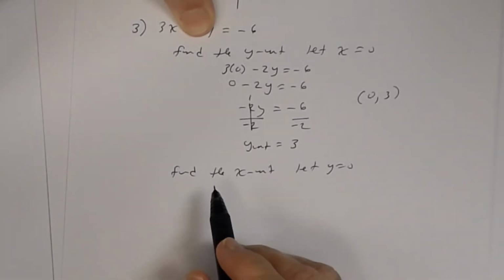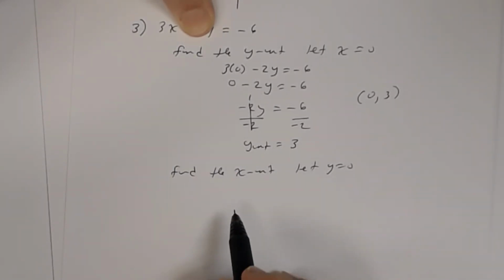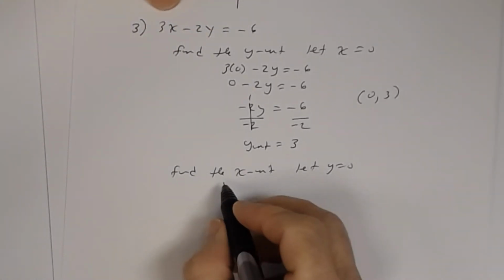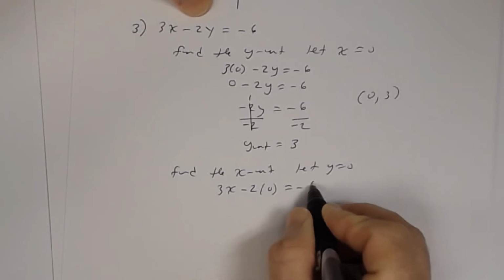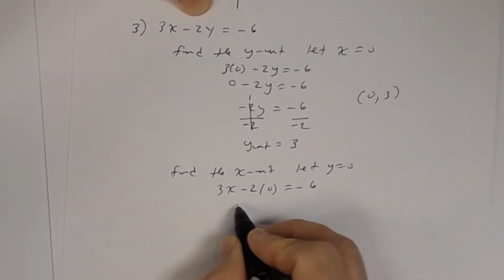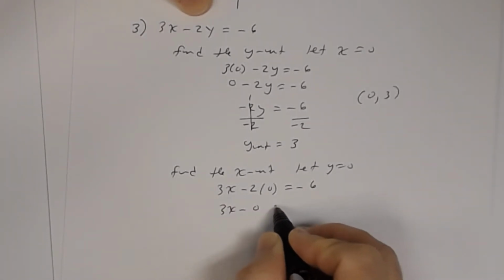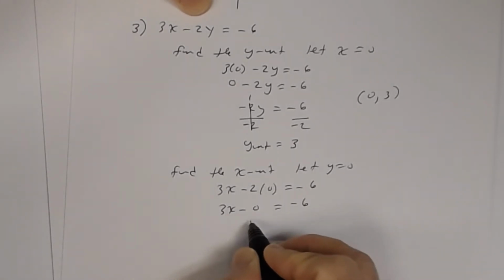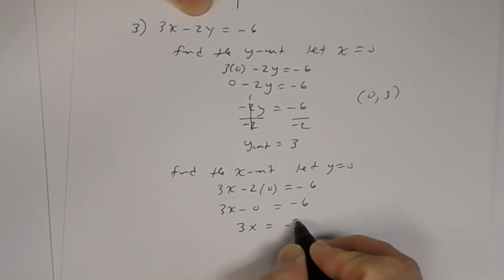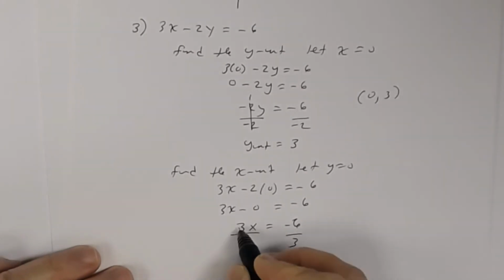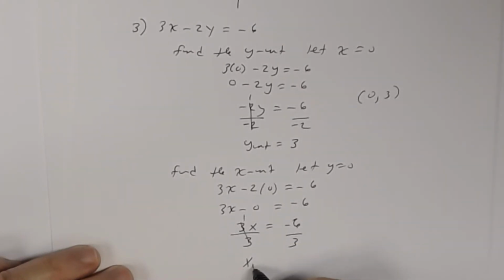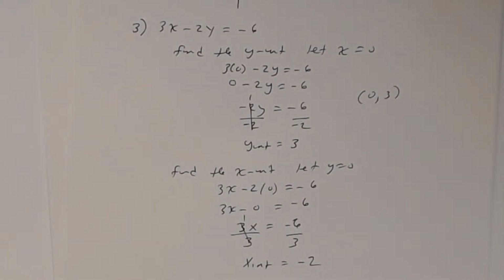If you want to go ahead and substitute the 0 physically, then you say this. You say 3x minus 2 times 0 equal negative 6. 2 times 0 is 0, so we get 3x minus 0 equal negative 6. 3x minus 0 is 3x, so we get 3x equal negative 6. And then divide both sides by 3. 3 divided by 3 is 1, so I get the x-intercept to be a negative 2. Okay? All right, so the x-intercept's a negative 2.